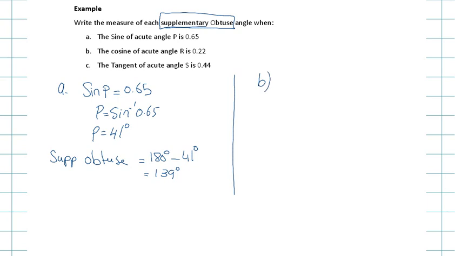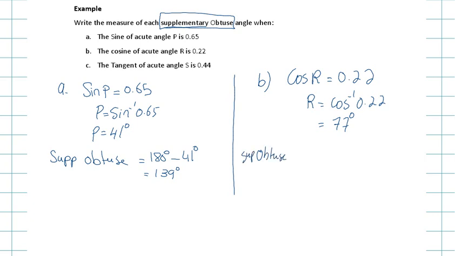So the cosine of the acute angle R is 0.22. What do I have to do to find angle R? Second shift, cosine inverse of 0.22. What is that? 77 degrees. To find the obtuse angle, I do 180 minus 77, which is 103. Okay, you guys are going to do the next one.